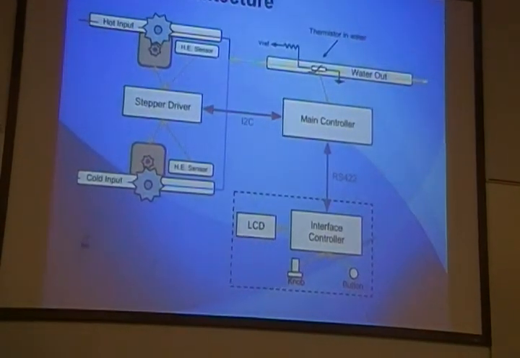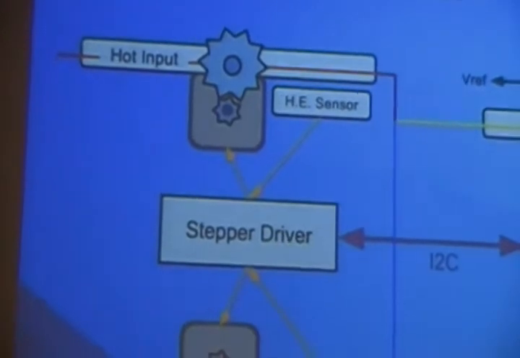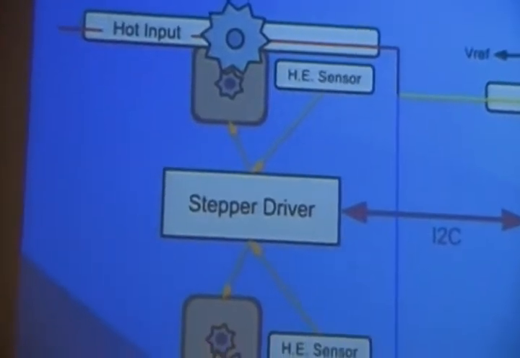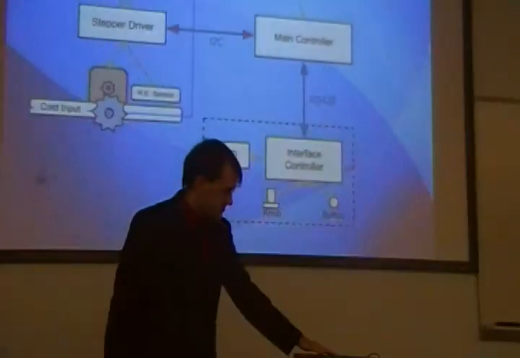Okay, you can see this is our system architecture. From a very top-level view, we have 2 modules. One that compares the temperature, and one that has a user interface. You can see down here, the smaller one's the user interface, and this is everything that controls the temperature.